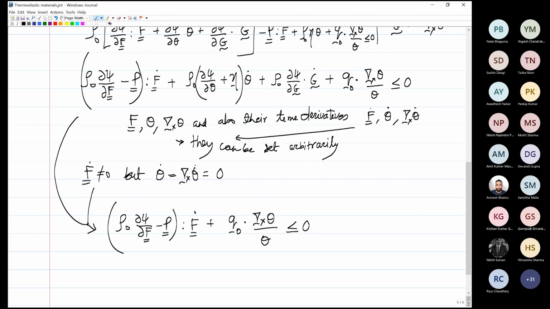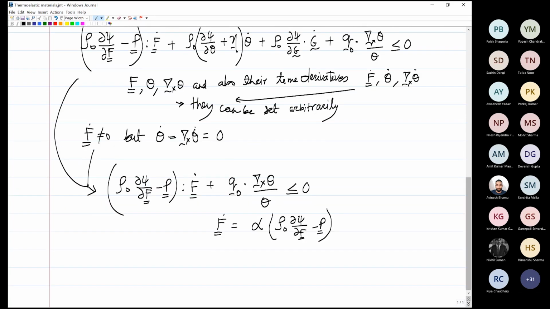In particular, you can choose f dot equal to some arbitrary scalar quantity alpha times rho naught del psi del f minus P. You can also choose that. But if you do that, then let us see what's going to happen. So if you do that, you have rho naught del psi del f minus P double contracted with itself.